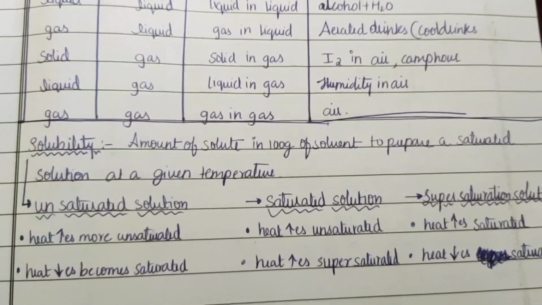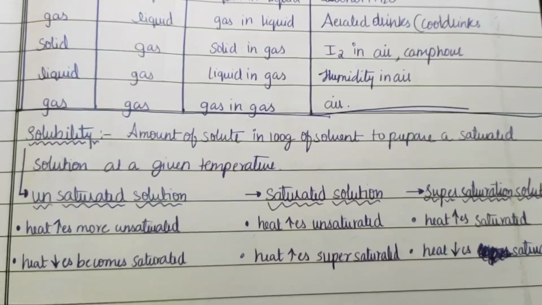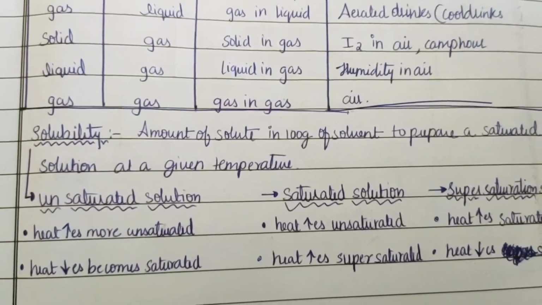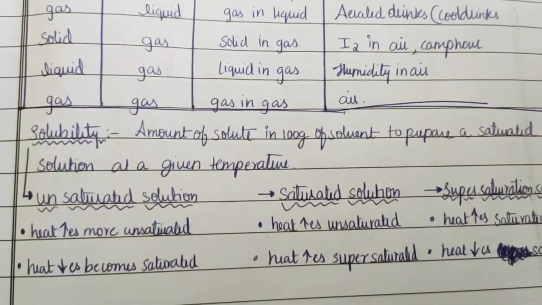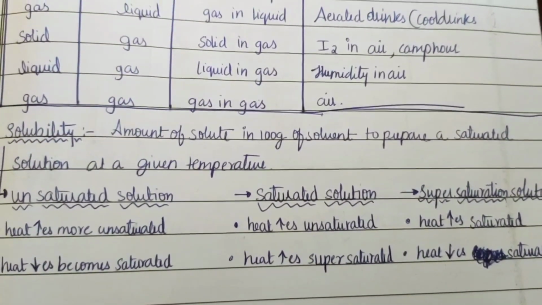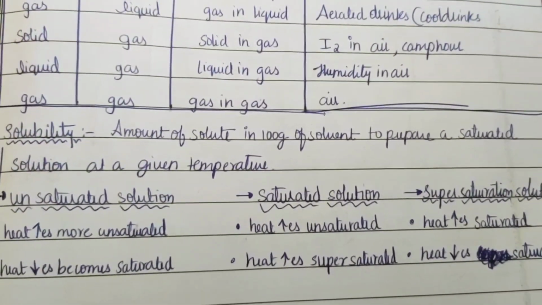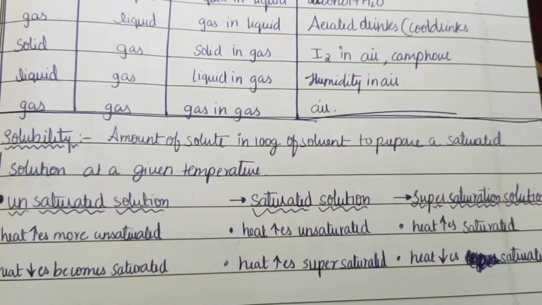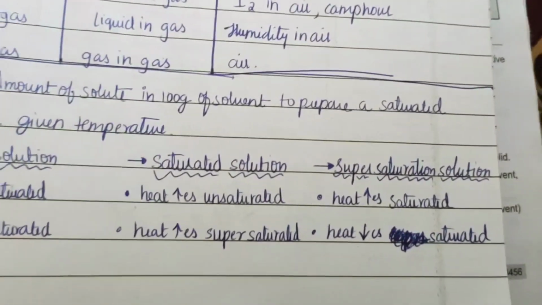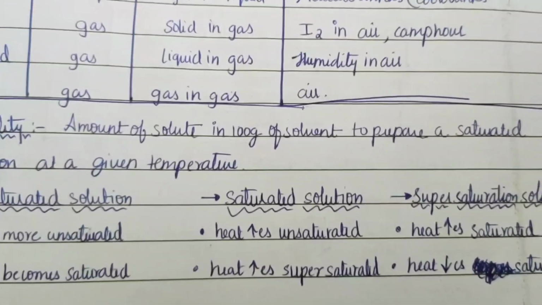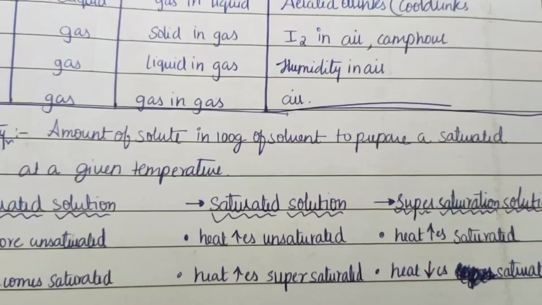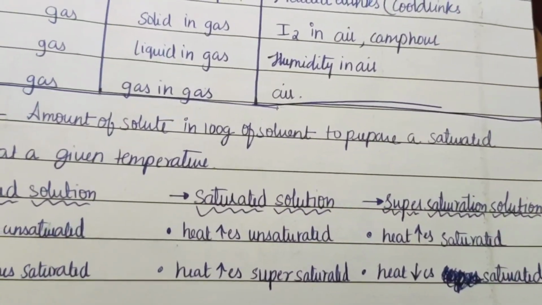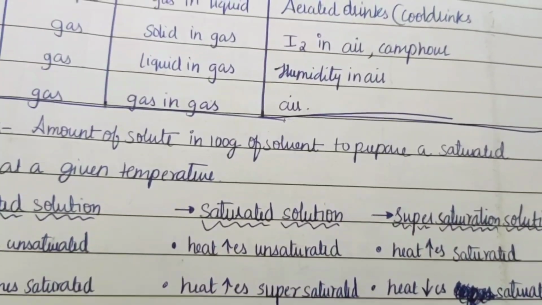But these states can change with the change of temperature, as you can see here. When an unsaturated solution is heated, it becomes more unsaturated, and when it is cooled down, it becomes a saturated solution. A saturated solution, when heated, becomes unsaturated. When heat is decreased, that means it is cooled down, it becomes supersaturated. A supersaturated solution, when heated, becomes saturated. When it is cooled down also, it will become saturated. So we can say that in a supersaturated solution, if any disturbance occurs, it will become a saturated solution.